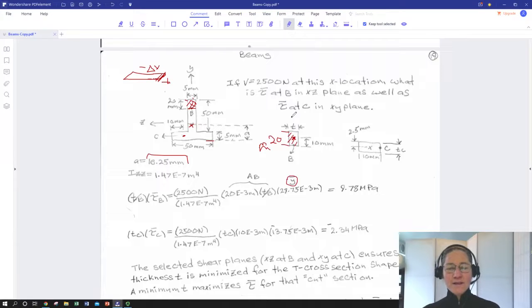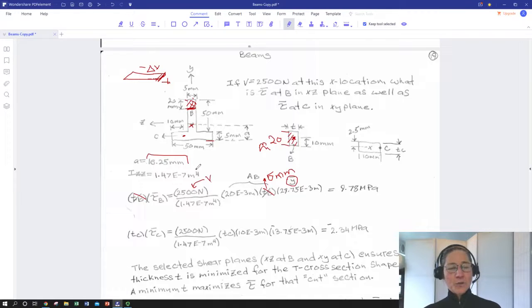Okay, area is easy. We have 20 millimeters times, I'm calling it T sub B, which is 5 millimeters. And that's going to be equal to the average shear stress at B, and that's averaged over this length of that thickness times T sub B. So, T sub B's are going to cancel in this case, and we're left with V.